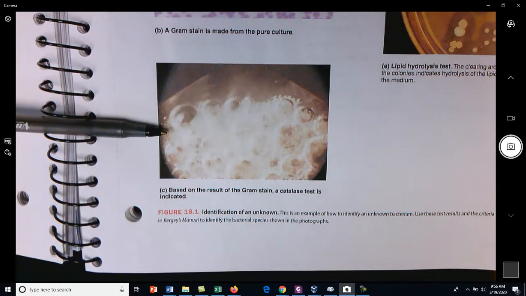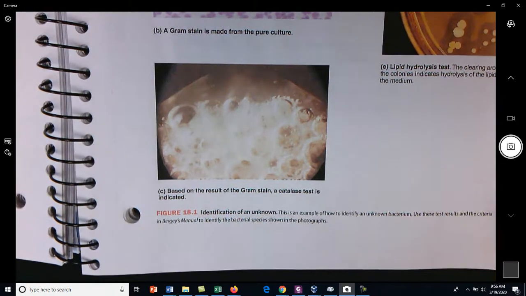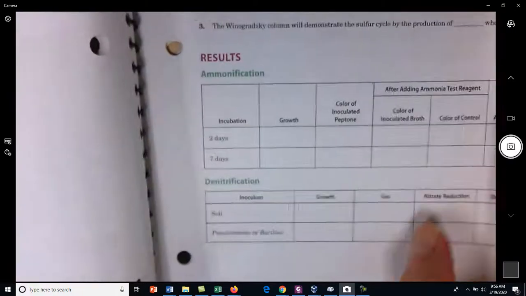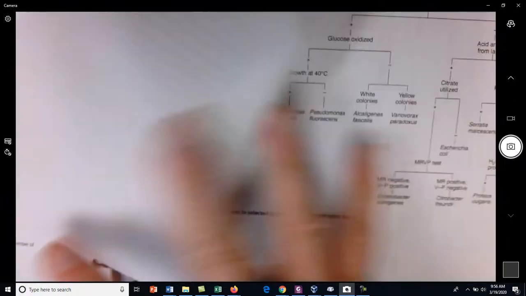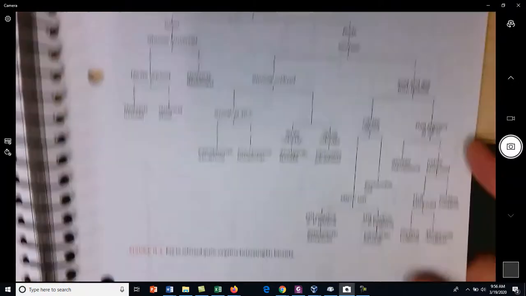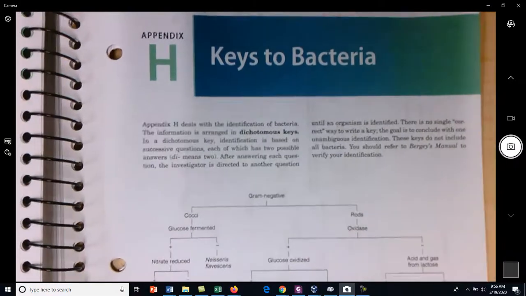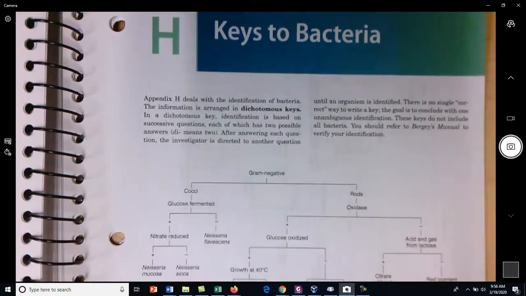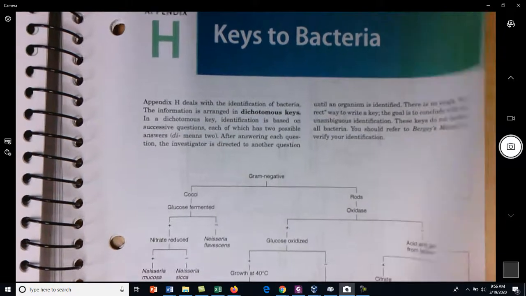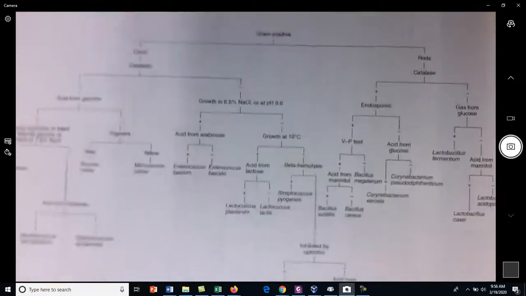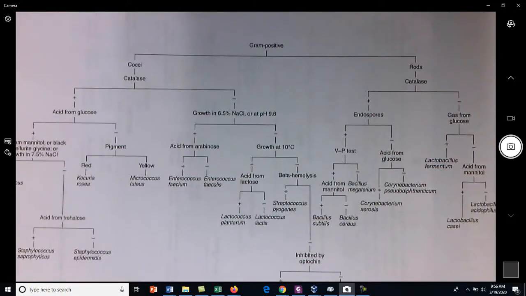So what we do to identify this particular organism is we go back to Appendix H, which I believe you've used before, and you look at keys to bacteria. Okay, so we go here, and if it's gram negative, then you use this particular table. If it's gram positive, then you use this particular table, and so that will help you to identify the organism, okay? And you want to be able to identify that.